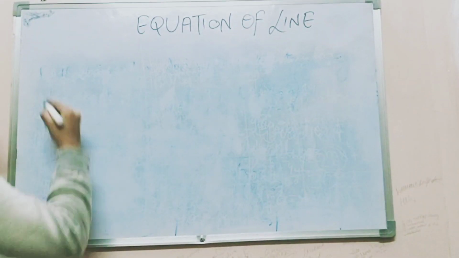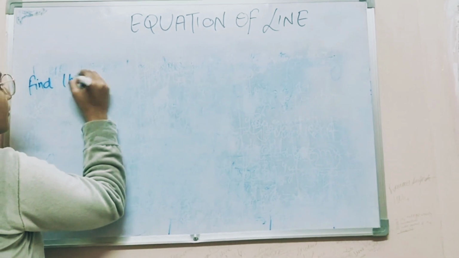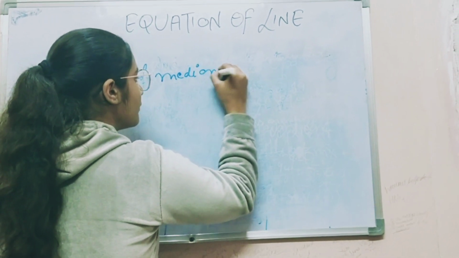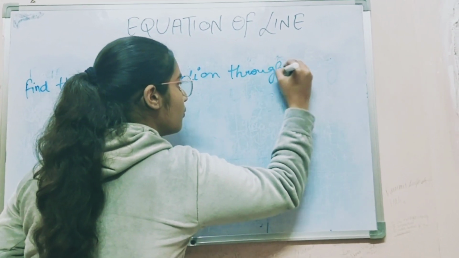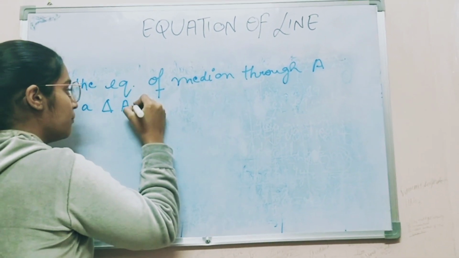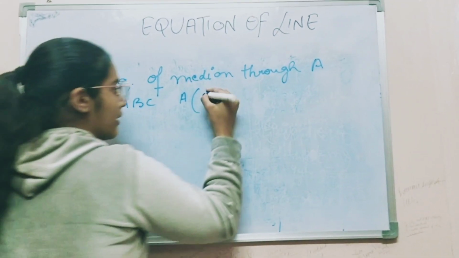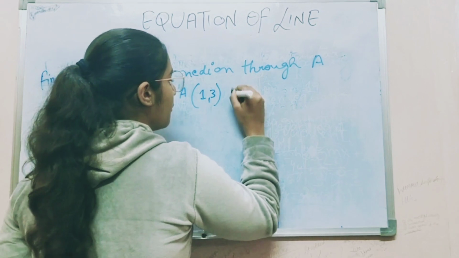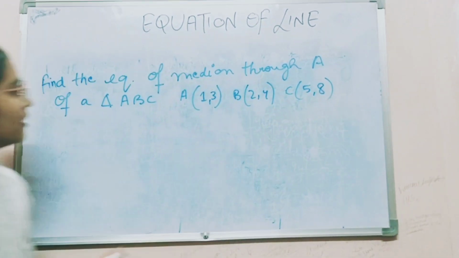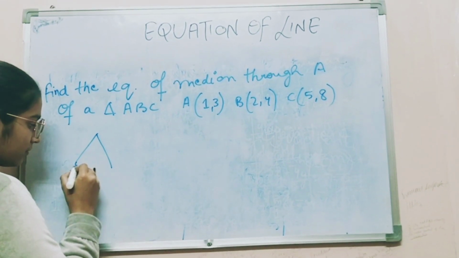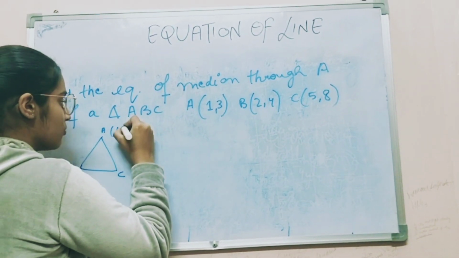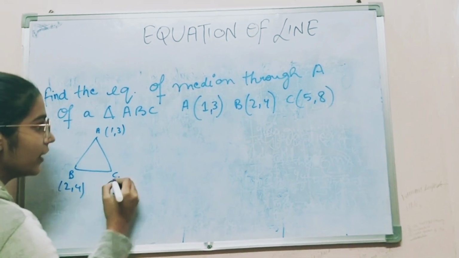Find the equation of the median through A of a triangle ABC. So the coordinates are given: A is 1, 3, B is 2, 4, C is 5, 8. So first let me form a triangle. A, this is our B, this is our C. So coordinates are given. So first let me write down the values of our coordinates.